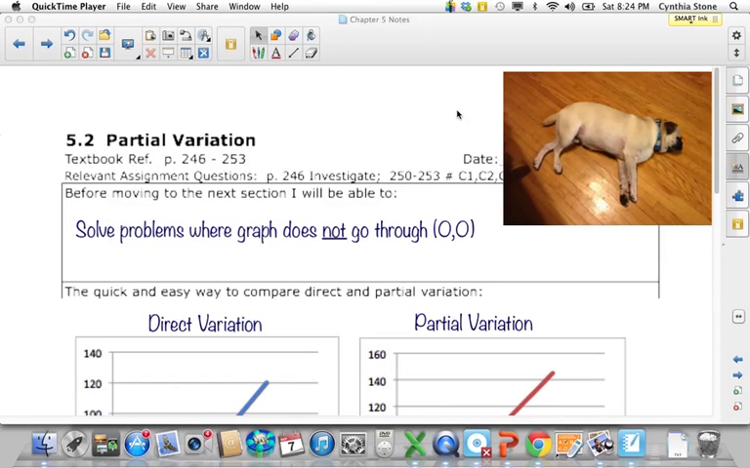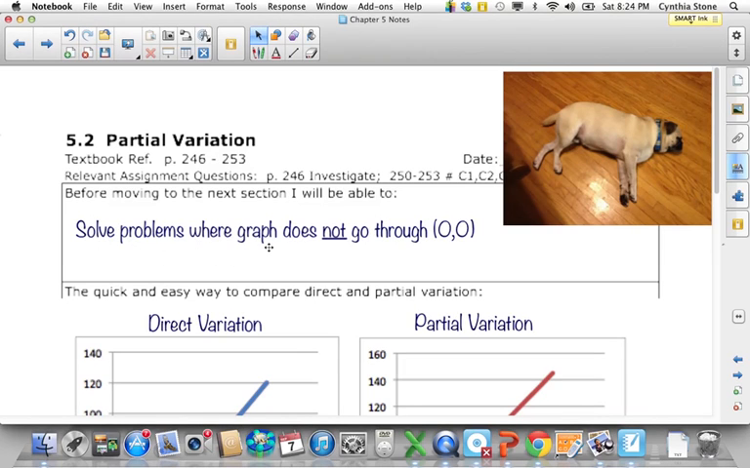and not very different from direct variation. The only difference is that we're solving problems where our graph does not go through 0, 0. Okay, so it does not go through 0, 0.